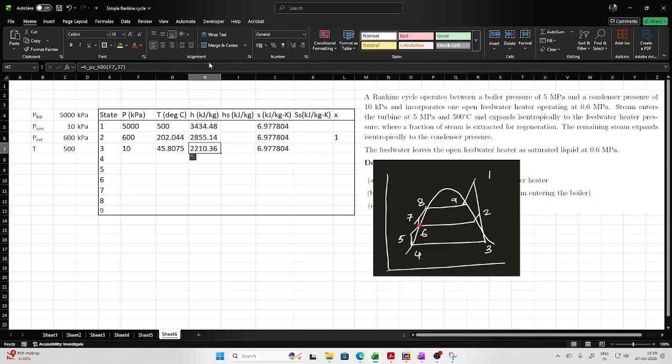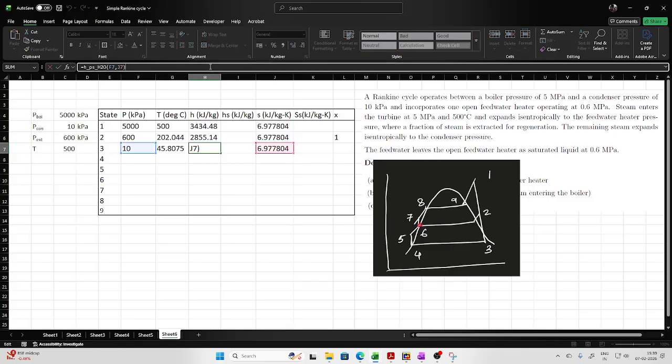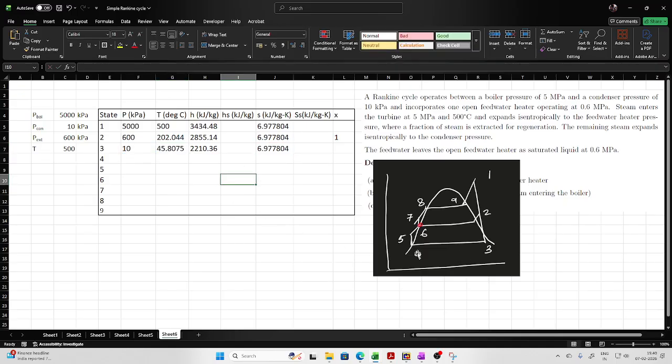So let us check whether we have done it correctly. So it is enthalpy based on pressure and entropy. Okay, and this is temperature based on pressure and entropy. Okay, now comes point number 4.